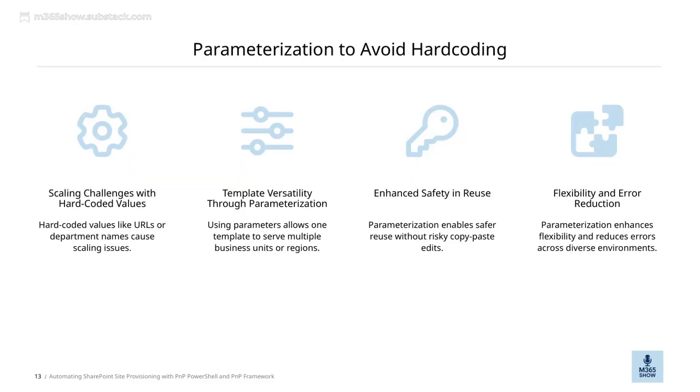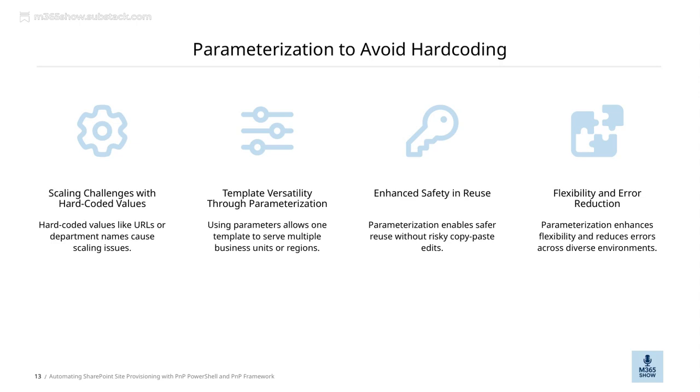Let's talk about parameterization and why it's such a game changer when automating SharePoint site provisioning. First, by using parameters instead of hard-coded values, we gain much greater flexibility. This means our scripts can adapt to different environments more easily, and we reduce the chances of making errors when deploying across various settings. It also makes reuse safer, since we're not copying and pasting risky code, but instead passing in variables that can be controlled and validated.